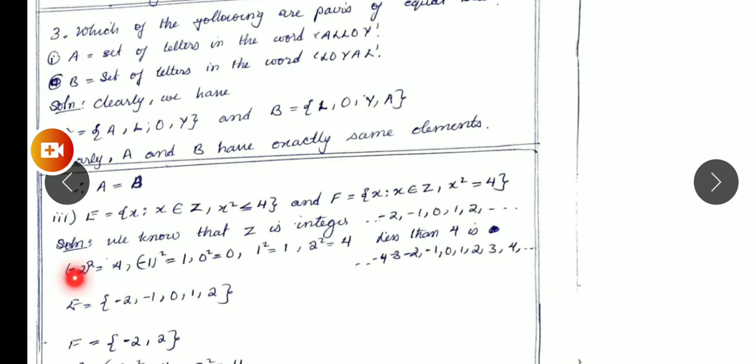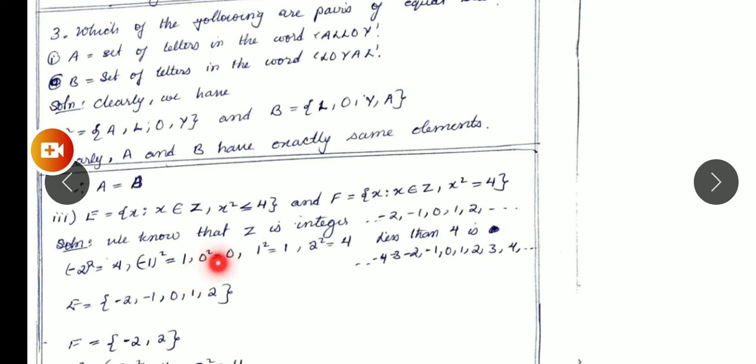Minus 2 square is 4, which is less than or equal to 4, right? Minus 1 square is 1, which is less than 4, so minus 1 can be an element of E.